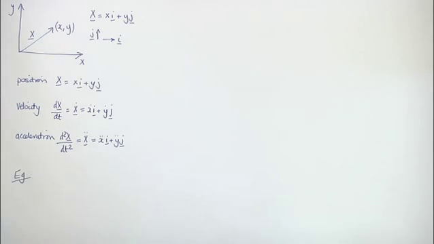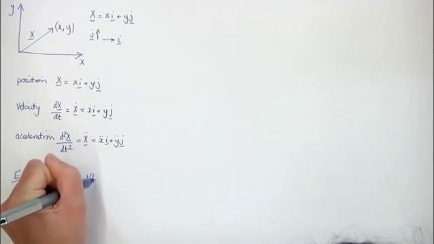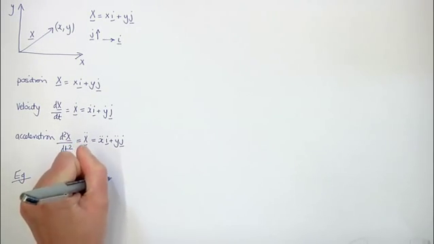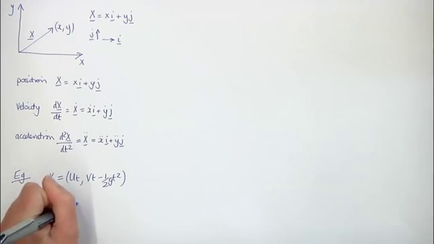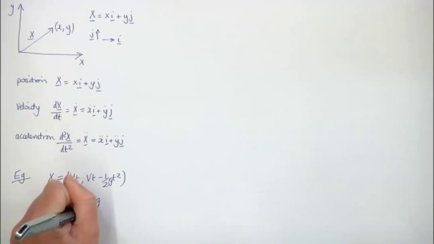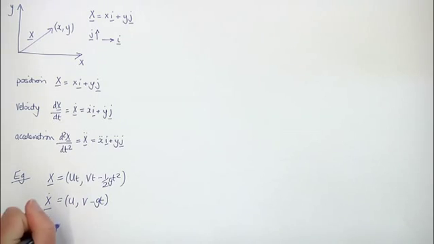For example, if x has the coordinates ut, vt minus a half gt squared, then we can just differentiate coordinate by coordinate and find the velocity and acceleration. x dot is equal to u, v minus gt. x double dot, the acceleration, is equal to 0, minus g.